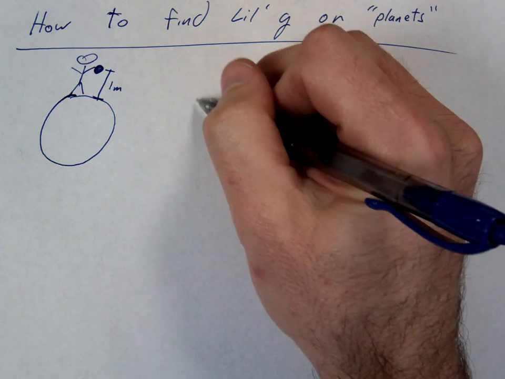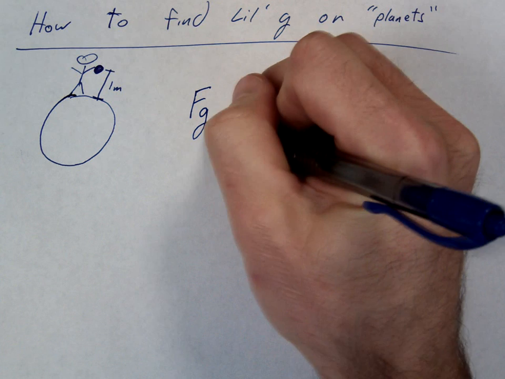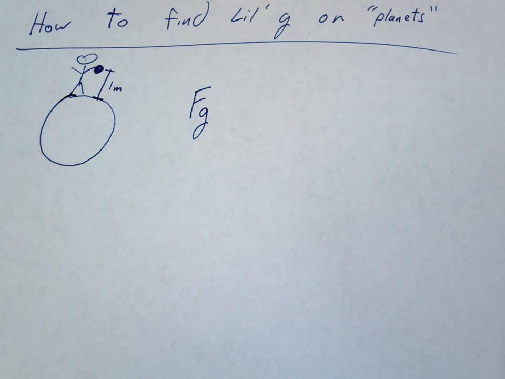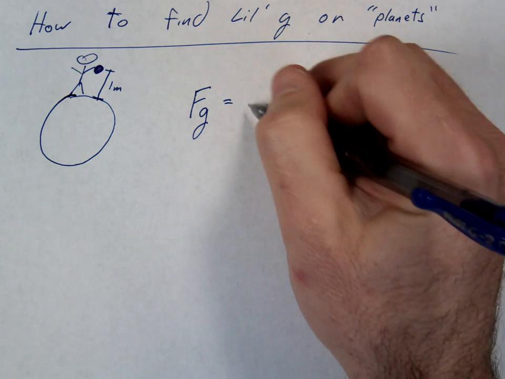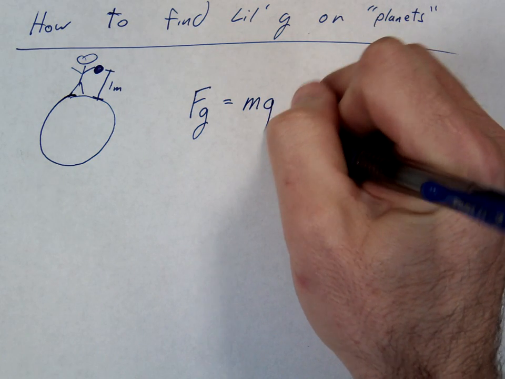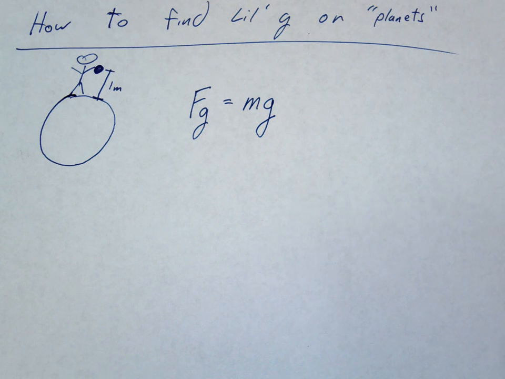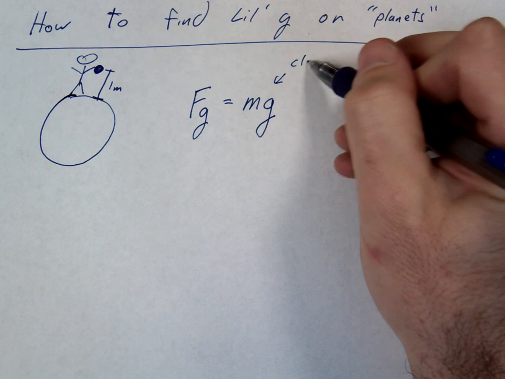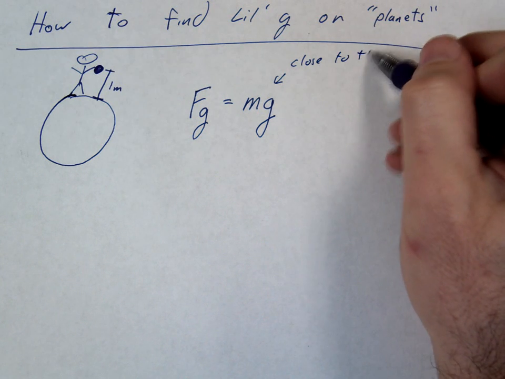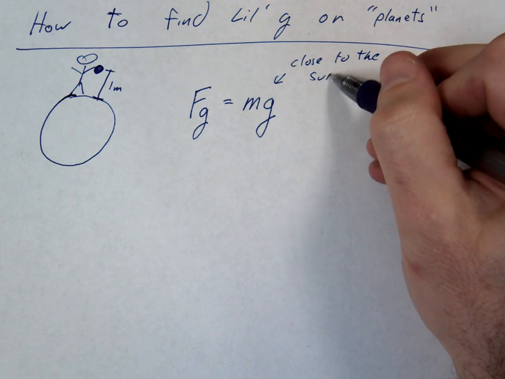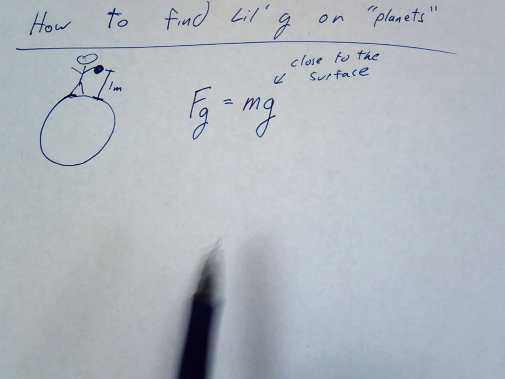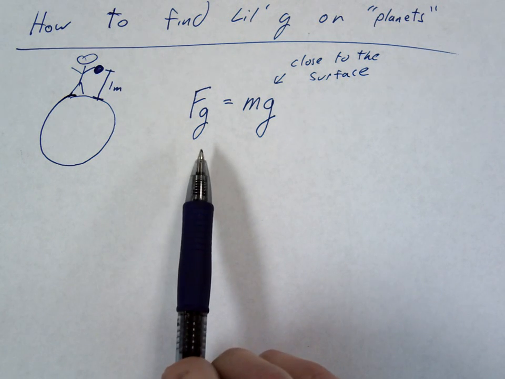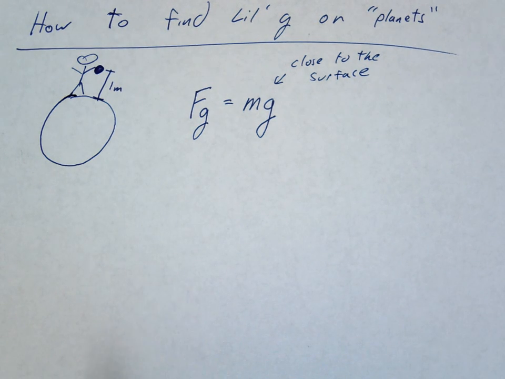All right, so we're just going to start with this. We'll start with FG. Up to today, what did I say the equation for FG was? mg, right? M times little g. Well, this is actually only true at the surface or close to the surface. This is not really the equation for FG anywhere else, only when you're close to the surface.